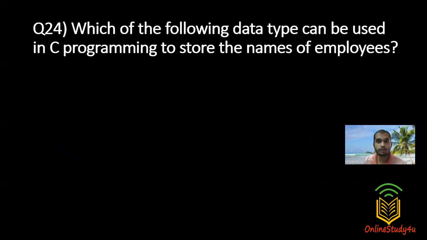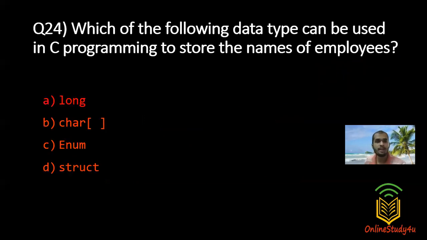The next question is, which of the following data types can be used in C programming to store the names of employees? Option A, long. Option B, character array. Option C, enum. Option D, struct. Now, there was a bit of confusion with this, and my answer for this question would be enum. So in enum, you can store the names of employees. Let's suppose you want to store Ramesh, Suresh, James, or whatever it is.